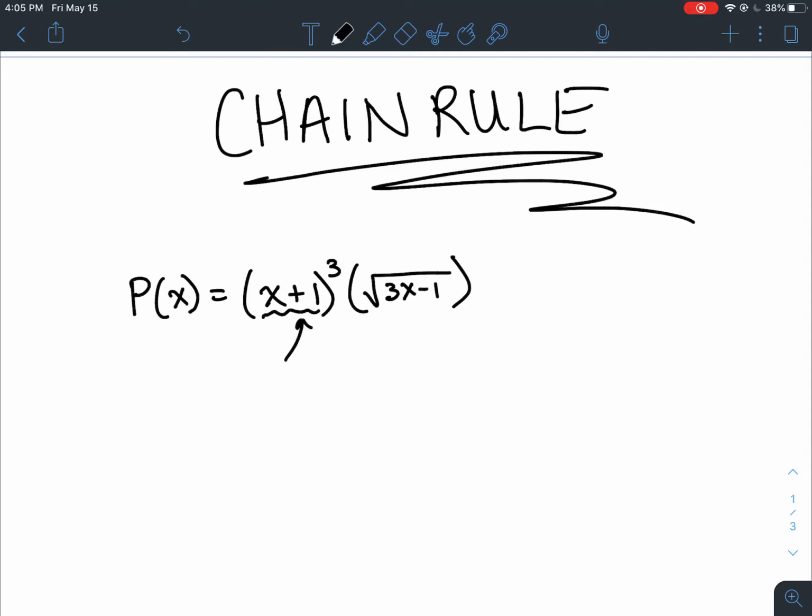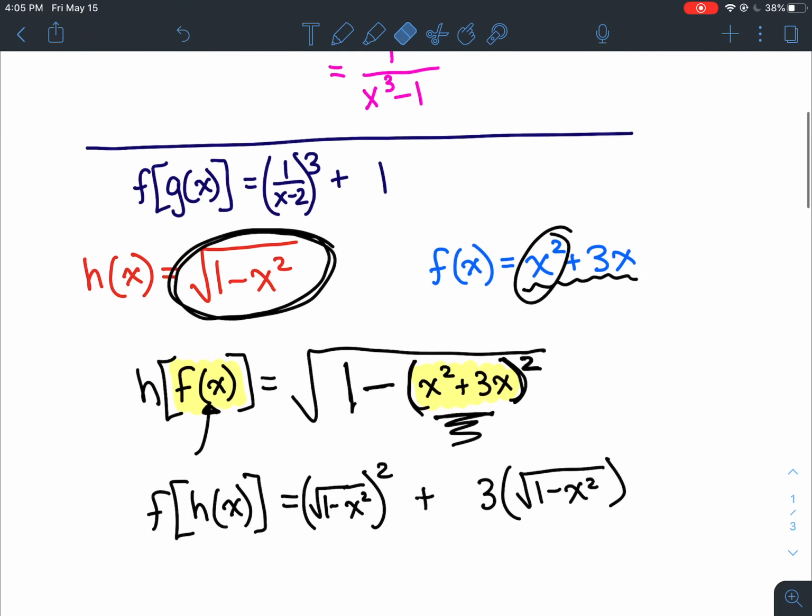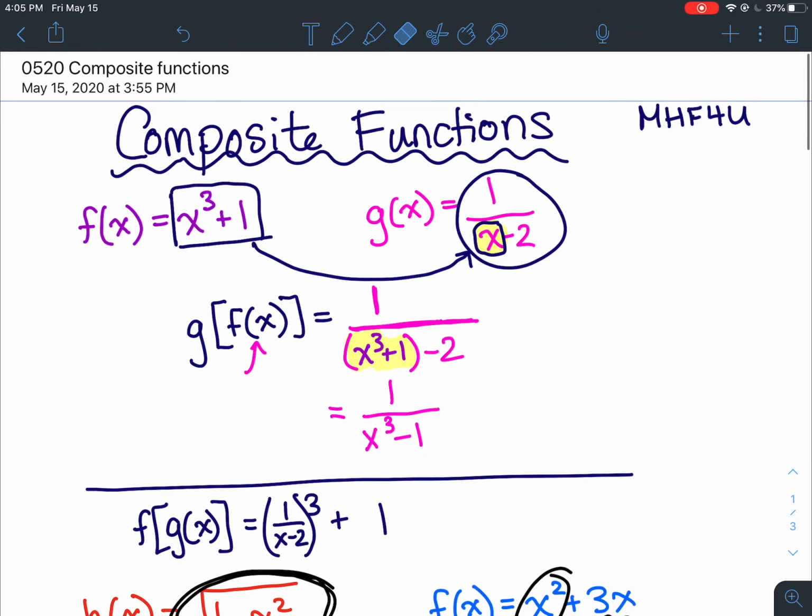I'm not going to teach the chain rule right now, but we're going to need it when we try to do the derivatives of composite functions. So hopefully this made sense to you. Consult your advanced functions textbook. It should be in there somewhere, probably near the end, I guess.